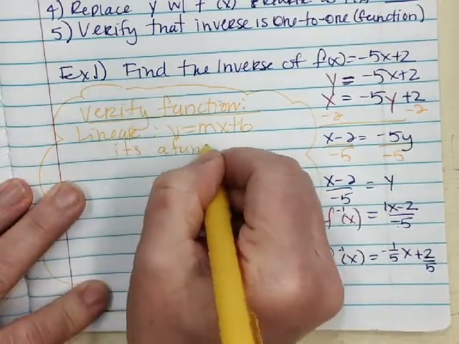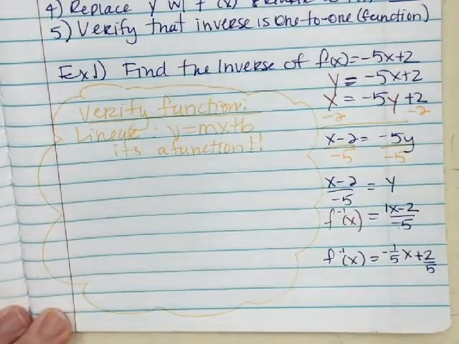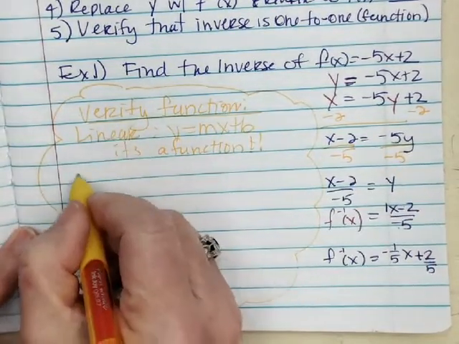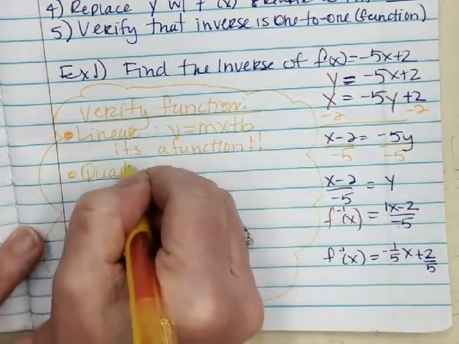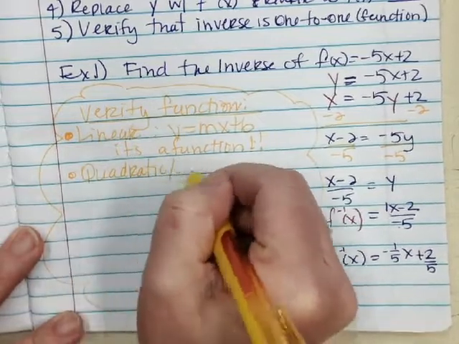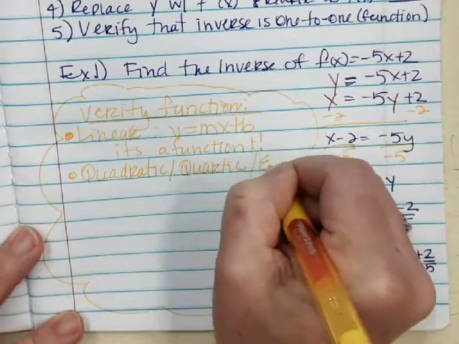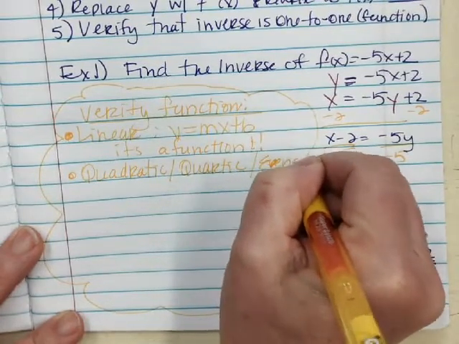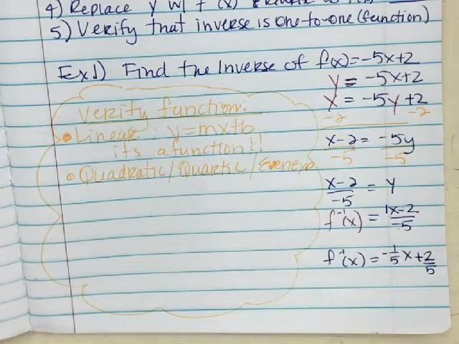You don't have to worry about any restrictions on the domain. It just is a function. If it's quadratic, or quartic, or anything with an even exponent, second, fourth, sixth, eighth, whatever the degree is, anything that's got an even exponent, that's where you've got to find those domain restrictions.